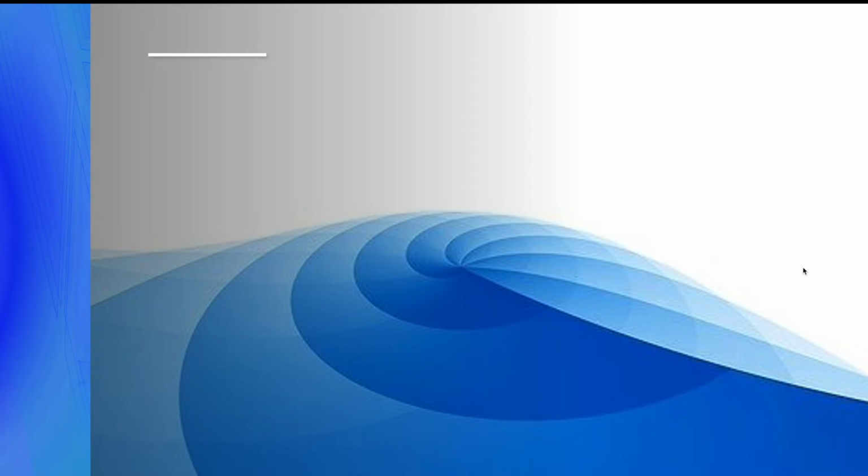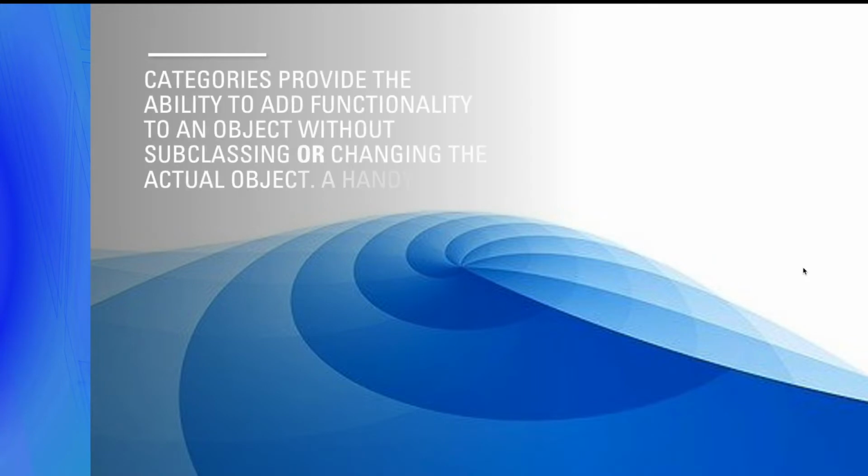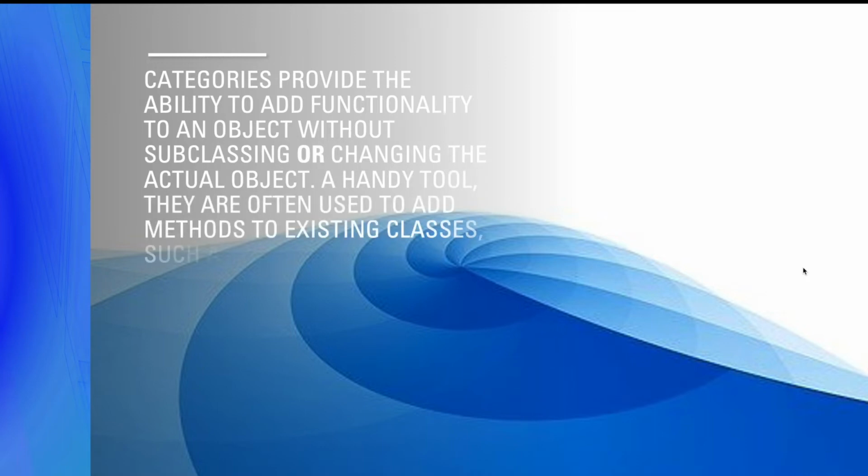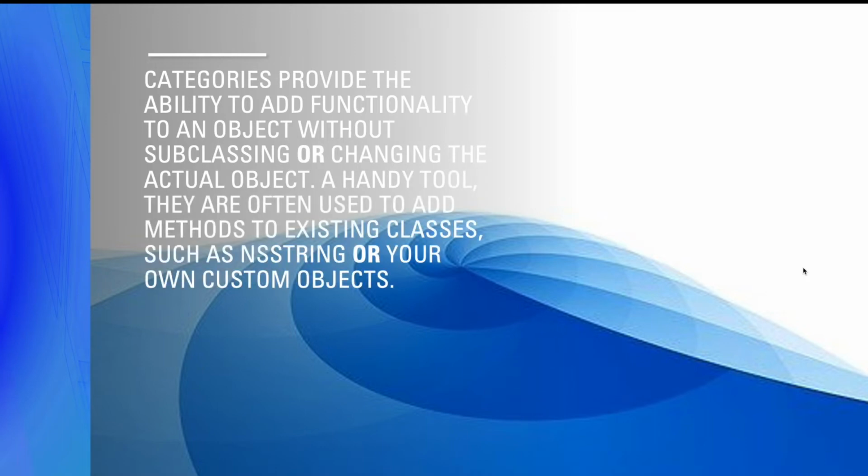Category, by definition, we can say, provides the ability to add functionality to an object without subclassing or changing the actual object. We are not changing the actual object, we have an ability to add functionality to an object without subclassing. We are not creating objects or subclassing something. So what we are doing is adding extra features to the root class.